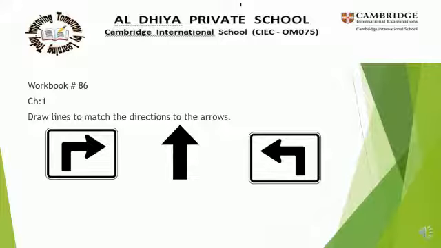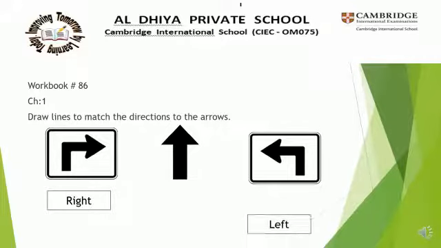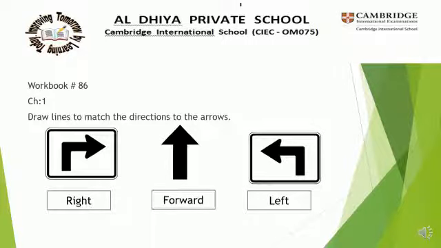What is the first arrow? That is right. So match that arrow with right. You draw a line. Simply I give the direct answers, but you draw lines with right. And the second one is forward. And the last one is left. See, this is left and in the middle is forward.